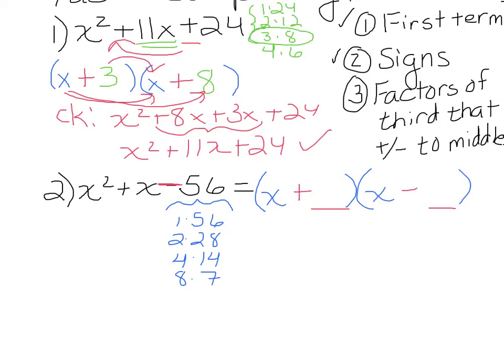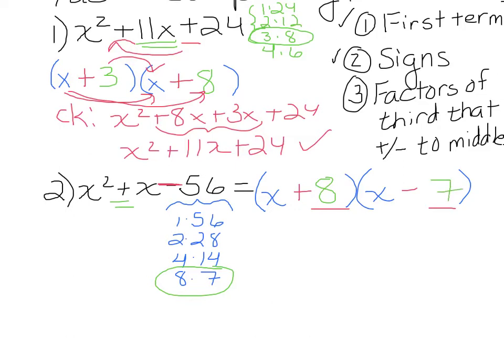Okay, so a difference of 1. Well, looks like 8 and 7 would work. Not only do I want a difference of 1, I want it to be a difference of positive 1. So I'm going to always put the largest term with the sign that I want my middle term of my trinomial to be. So I'm going to put the 8 there and the 7 there.